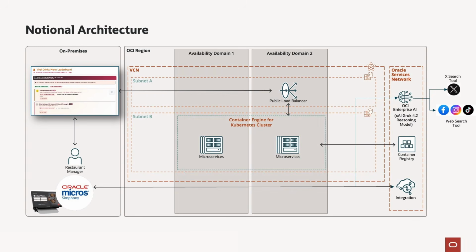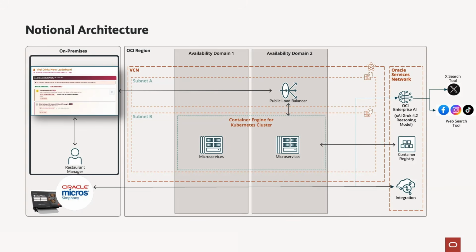Here is the notional architecture of our solution. Restaurant managers can access a viral drinks leaderboard through an intuitive dashboard. This application is hosted on an OCI Kubernetes cluster and exposed via OCI load balancer. And container images are stored within OCIR, that is Oracle Container Registry. The dashboard is built using FastAPI and showcases the top 10 trending non-alcoholic drinks across social media platforms, which includes X, Facebook, Instagram, TikTok over the past 7 days.